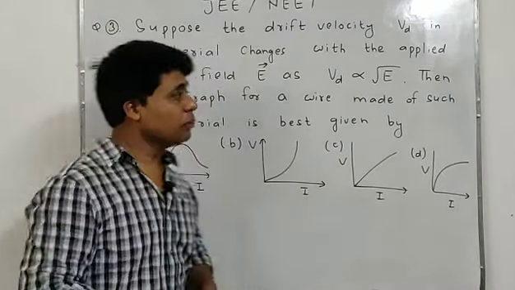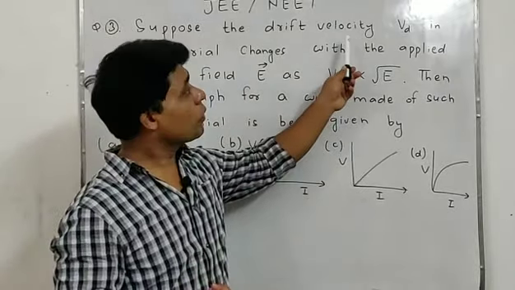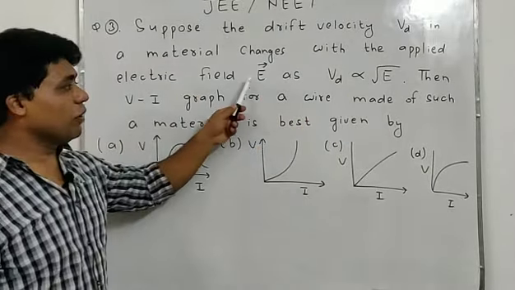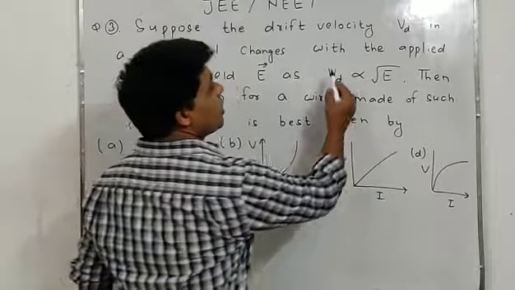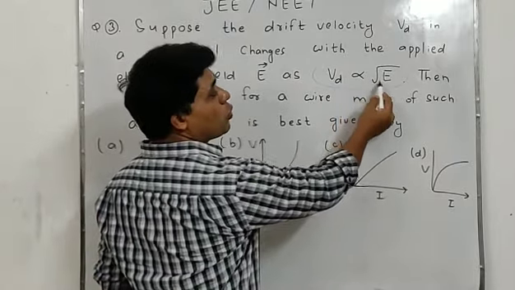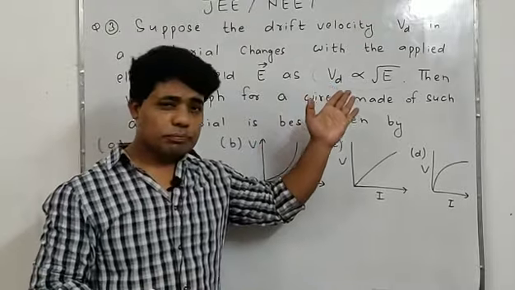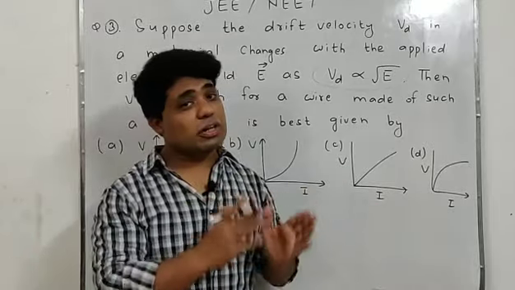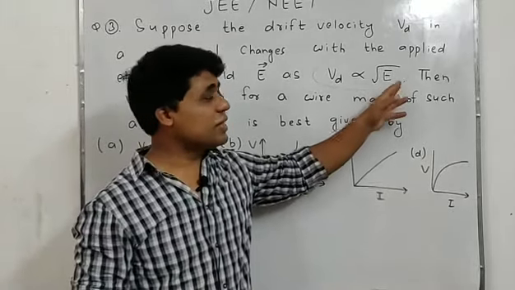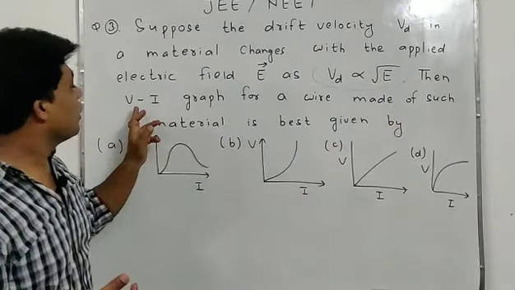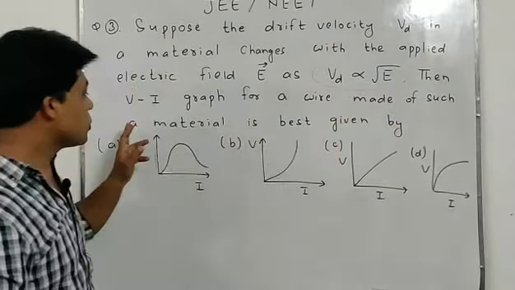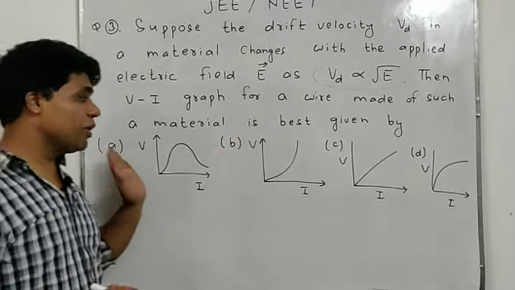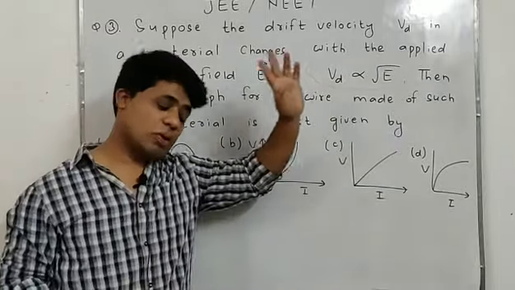So now, students, question number 3. Suppose the drift velocity Vd in a material changes with the applied electric field E by this relation: Vd proportional to root E, where Vd is the drift velocity. What is drift velocity? The average speed of electrons from the negative terminal to the positive under the influence of an external electric field is called drift velocity, and E is the electric field. This relation is given. Then the V-I graph for a wire made of such a material is best given by which option? So we have to make a graph between V and I, and we are given 4 options for such a relation.